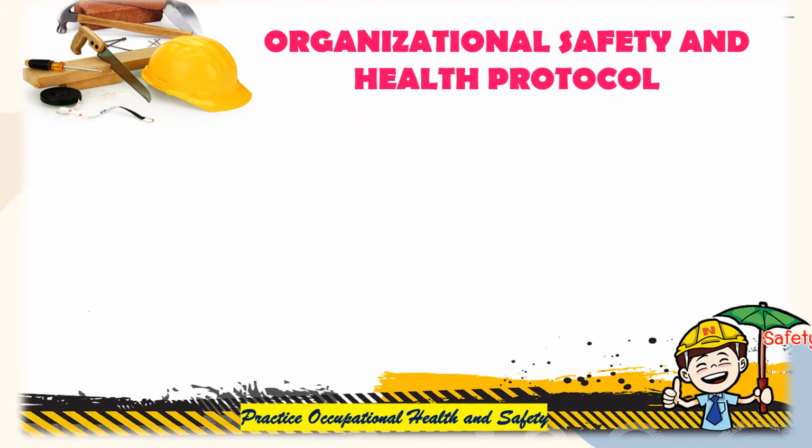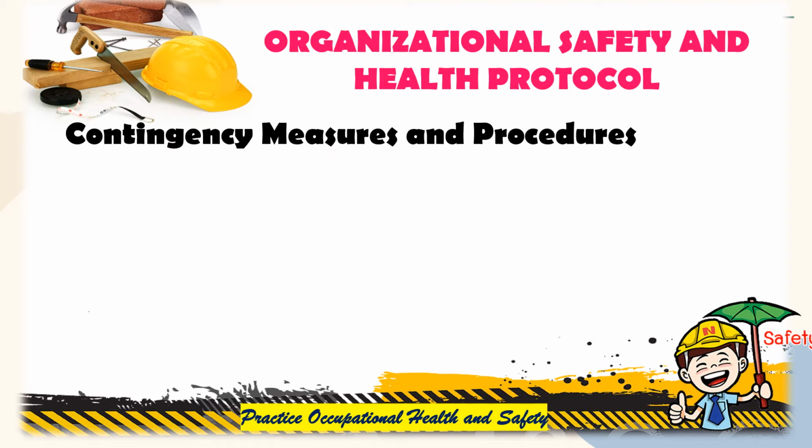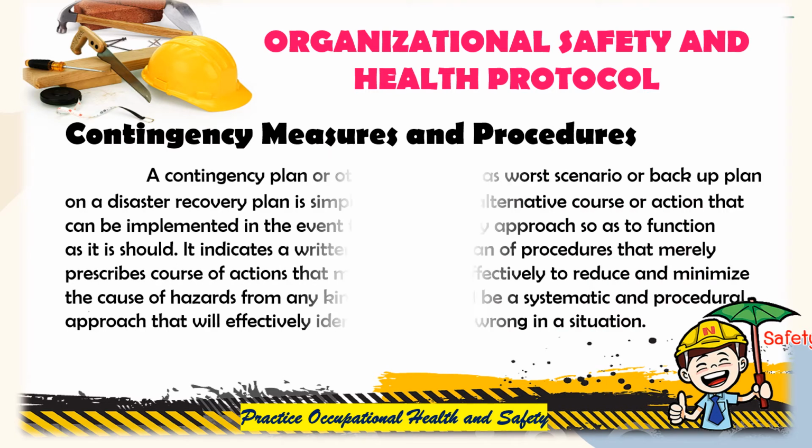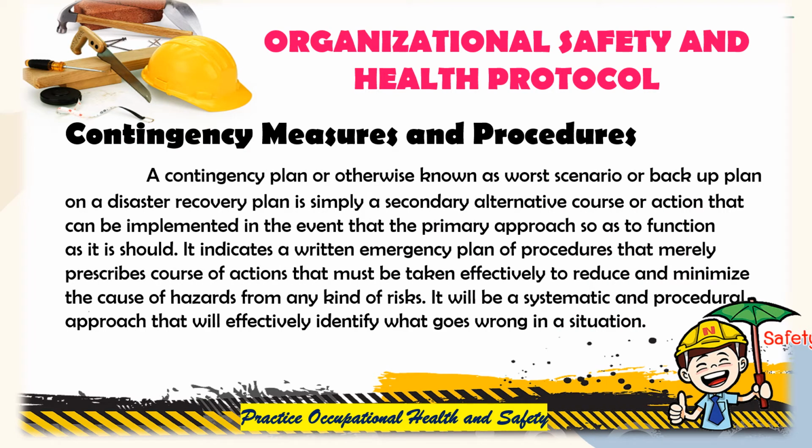Okay, so let us proceed to the organizational safety and health protocol, contingency measures and procedures. A contingency plan, or otherwise known as worst scenario or backup plan or disaster recovery plan, is simply a secondary alternative course of action that can be implemented in the event that the primary approach fails to function as it should.